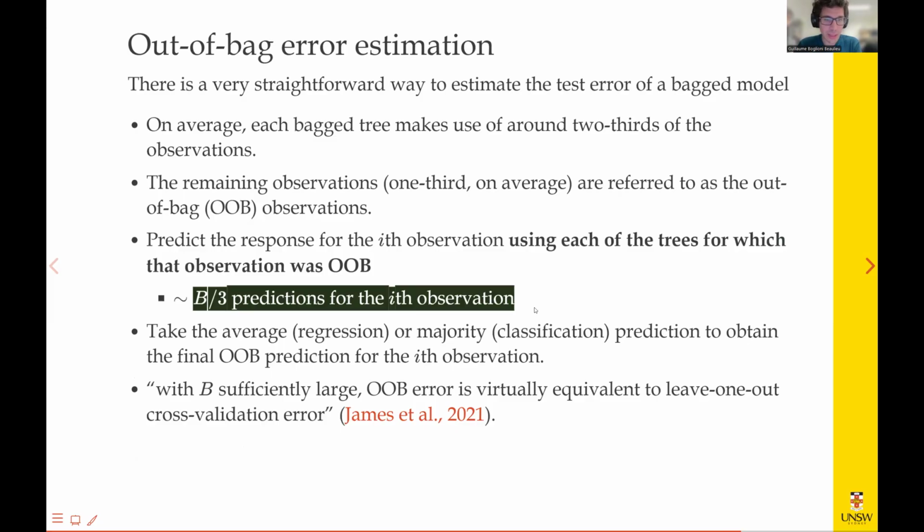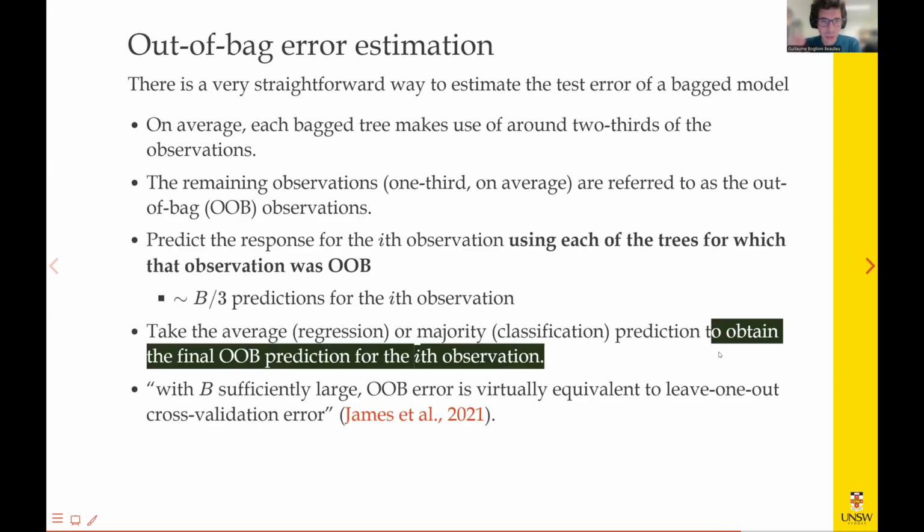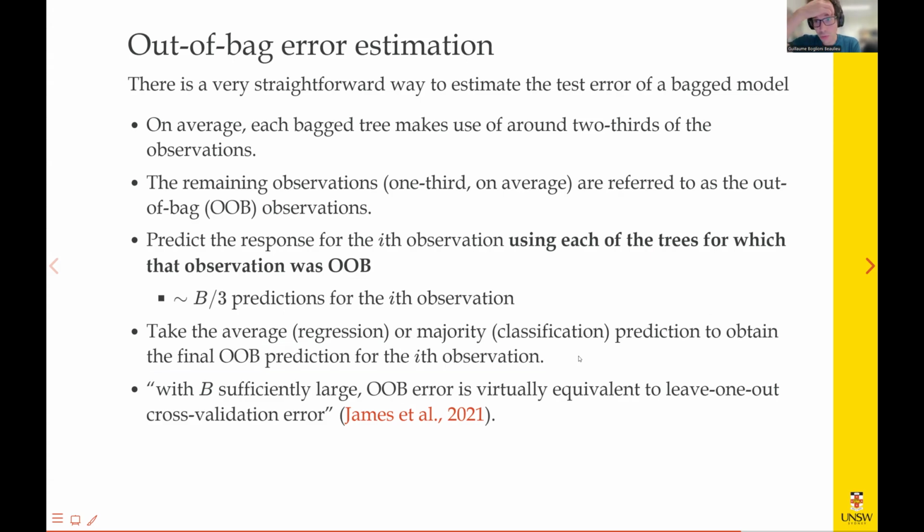So what you do is you take the average. For a regression problem, you take the average. For a classification problem, you take the majority prediction to obtain the final out of the bag prediction for the ith observation. So again, let's take an example. Let's say you have 1,000 trees. For every observation, you'll have, on average, around 333 trees that have not been trained with that observation. So you take those 333 trees, you predict what the response should be for that ith observation, and you average them out. And with this, you get your final prediction that you use to compute the error.